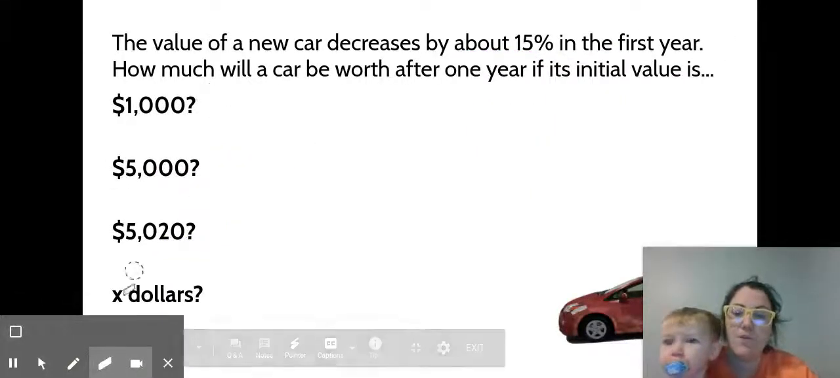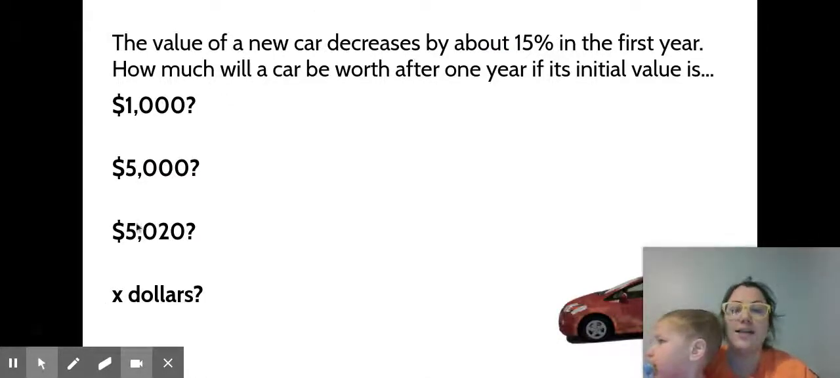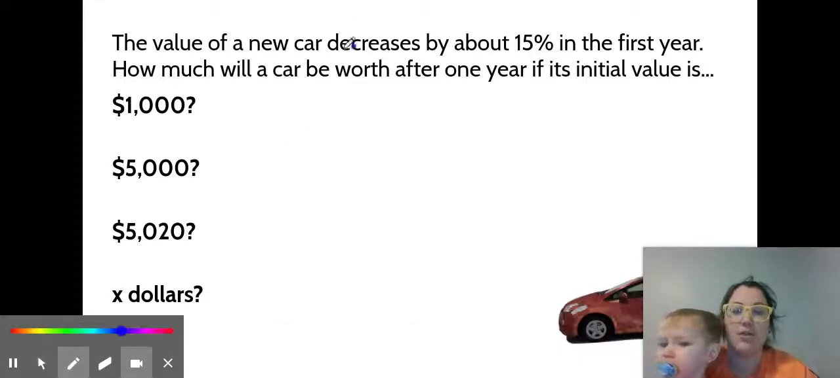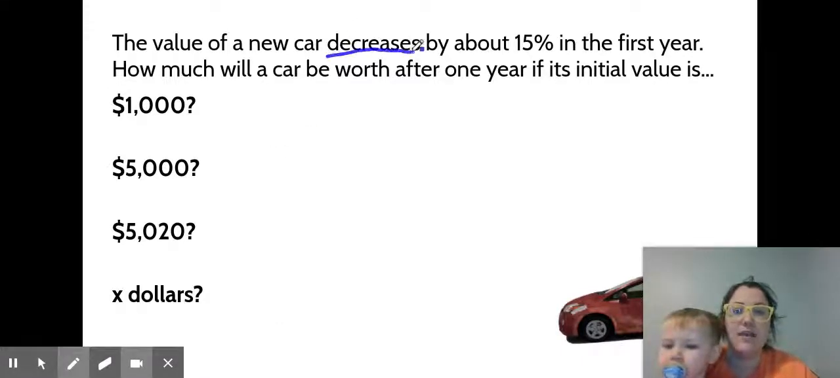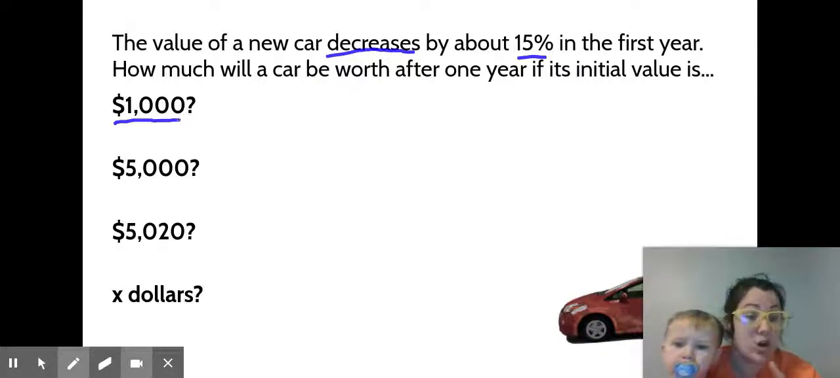Okay, so now we're going to move on to a different question. So the value of the new car decreases, oh, there's that magic word again, decreases by 15%. So that means it's a depreciation, okay? I want to know how much will the car be worth if my initial, remember my initial is what I start out with, like your initials are your first letters, if I start out with 1,000.